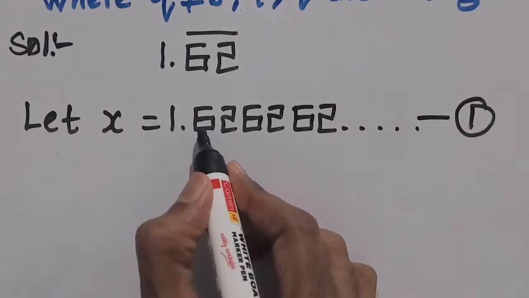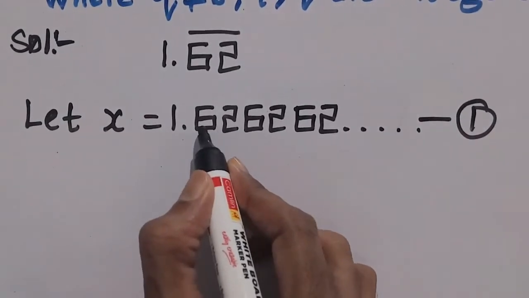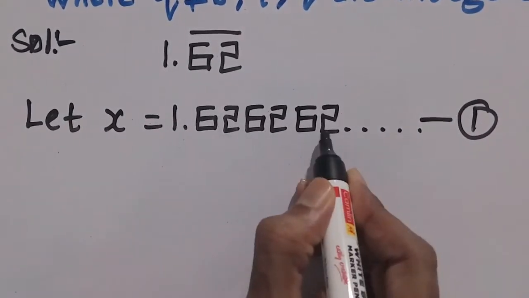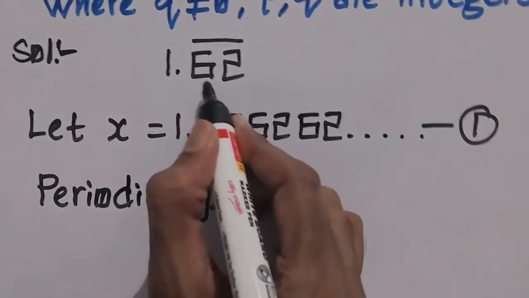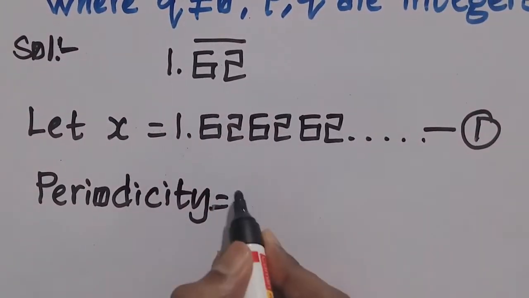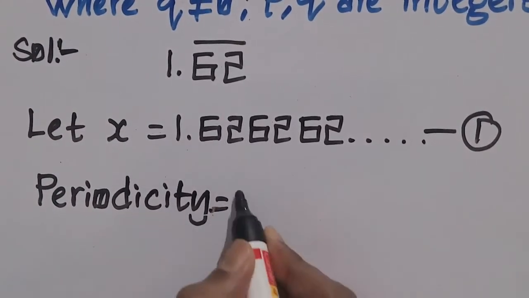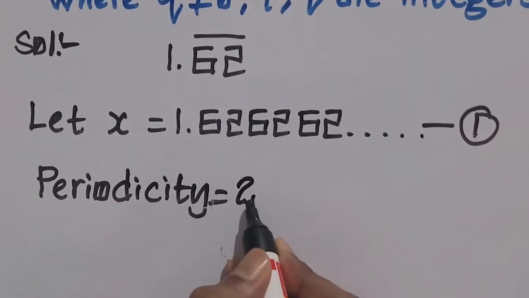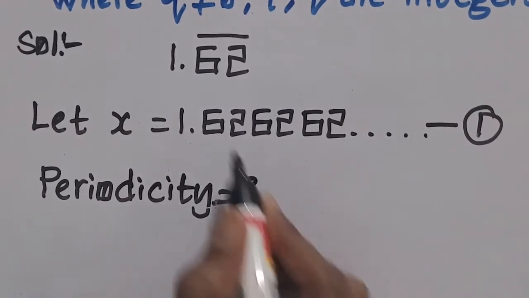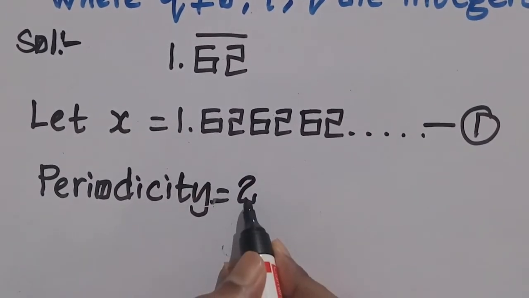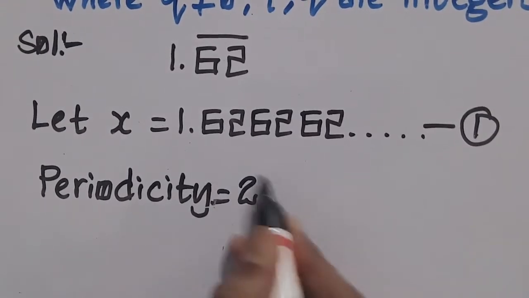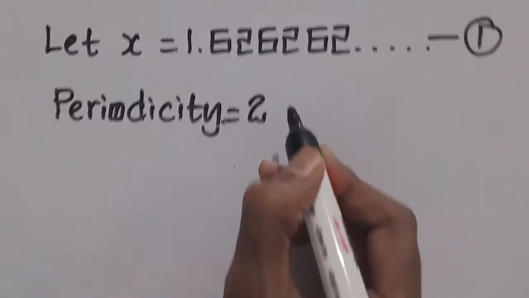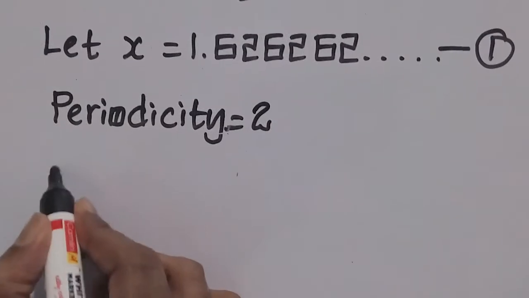Here how many digits are repeating? 62 is repeating, so 2 digits are repeating, which means periodicity is equal to 2. Therefore what should we do? Periodicity 2 means we should multiply by 100. Suppose periodicity is 1, then multiply by 10. By seeing the periodicity only, we should multiply. Here periodicity is 2, therefore we should multiply by 100.